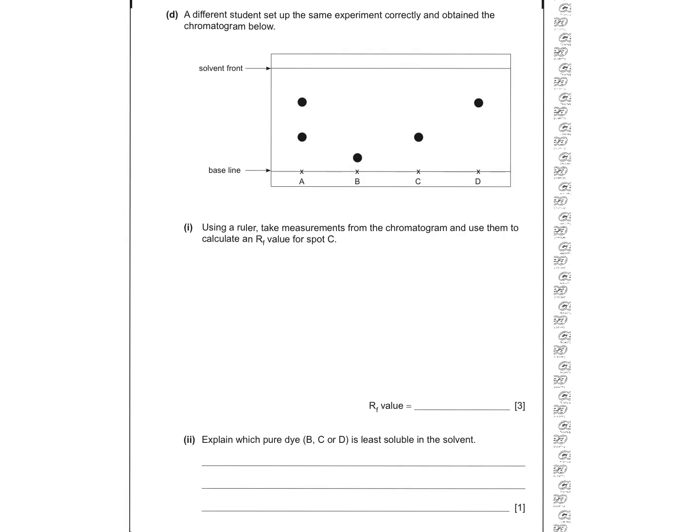D part 1, we have to calculate the RF value for C. So that's this one. To calculate the RF value, measure the distance from the baseline to the centre of the spot, and that's 1.5 centimetres. Then we divide that by the distance from the baseline up to the solvent front, and that's about 4.5. That gives an answer of 0.33.